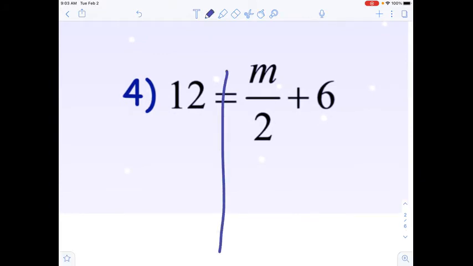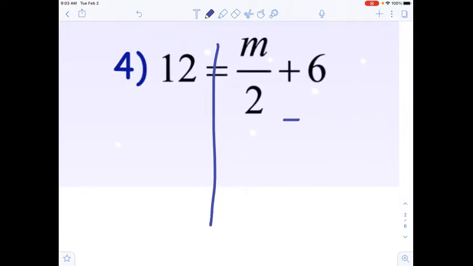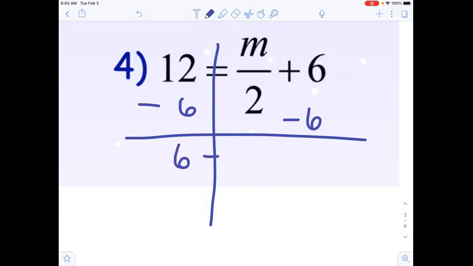Remember, whatever I do to one side, I have to do to the other. My constant is plus 6. So I'm going to take away 6 from both sides. And again, you can add -6 or just subtract 6. It's the same thing. 12 minus 6 is 6 equals m divided by 2. And then plus 6 and minus 6 cancel. So I'm just left with 6 equals m divided by 2.